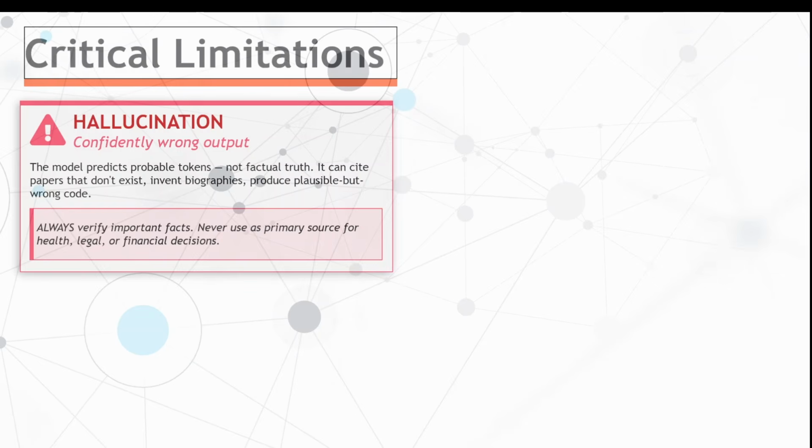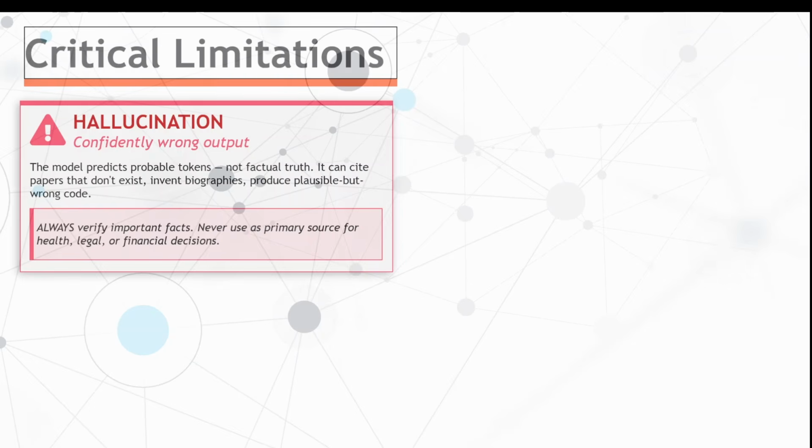Why does this happen? Remember, the model does not look up the facts. It generates the most probable next token based on the patterns. Sometimes those patterns lead to something that's statistically plausible but factually wrong. The model has no concept of truth. It has only concepts of probability. That is one of the limitations of the current LLMs.